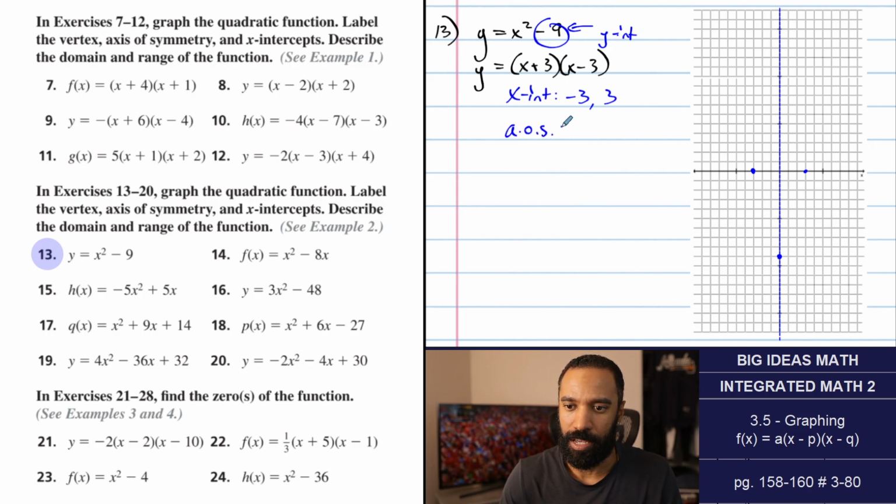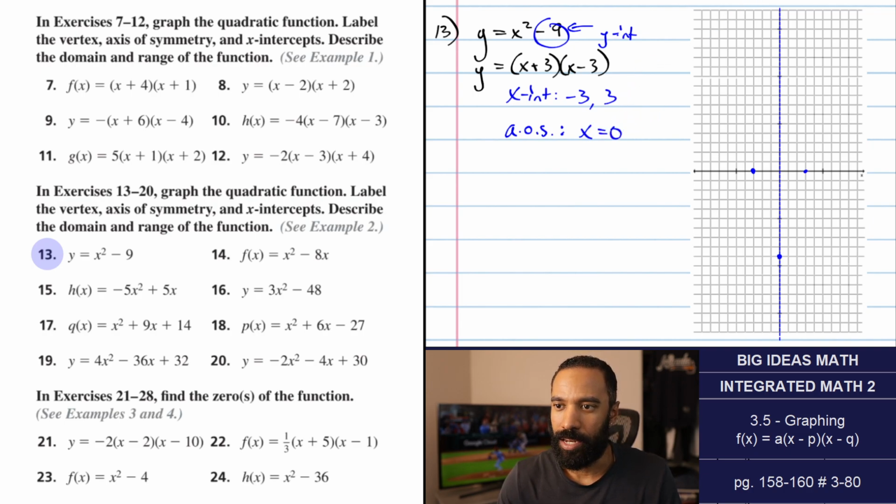I'll put these in blue so you can definitely see them once we hit the graph stuff. Axis of symmetry is x equals 0. And then the vertex, well, this is going to be the vertex, but let's kind of confirm that at that point.